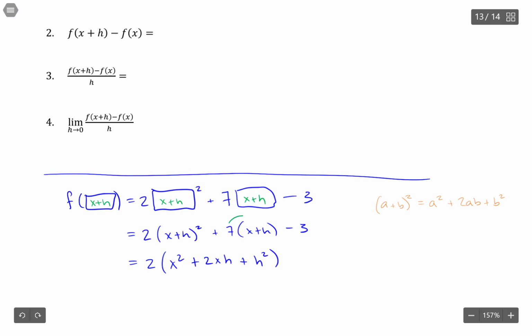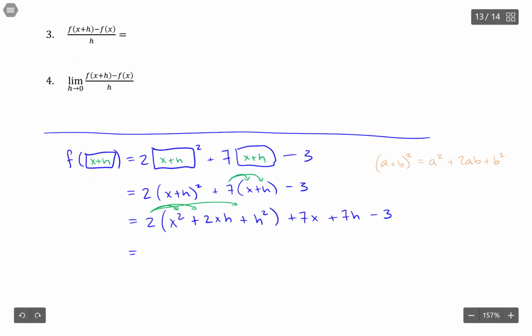In the next part, I can distribute this 7 into these parentheses. So that would give me plus 7x plus 7h. Then I still have a minus 3. And lastly, I should go ahead and get rid of this first set of parentheses, but I'm going to have to distribute this 2 to all terms within. So this becomes 2x squared plus 4xh plus 2h squared plus 7x plus 7h minus 3.